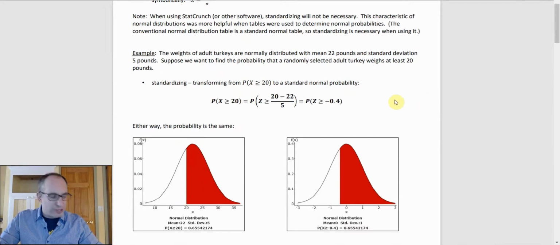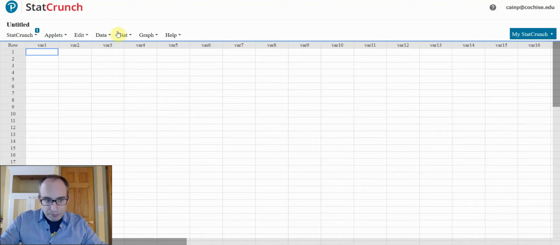This example is just here to show that it works. The weights of adult turkeys are normally distributed with a mean of 22 pounds and a standard deviation of 5. Suppose we randomly select an adult turkey and want the probability that it weighs at least 20 pounds. You could do it without standardizing, which is this. This is a normal distribution with a mean of 22 and standard deviation of 5. I didn't standardize, I just put the mean and standard deviation into StatCrunch, and then I got the probability.